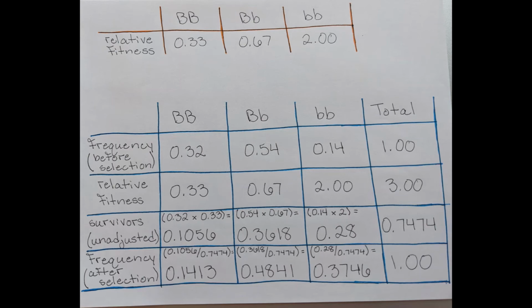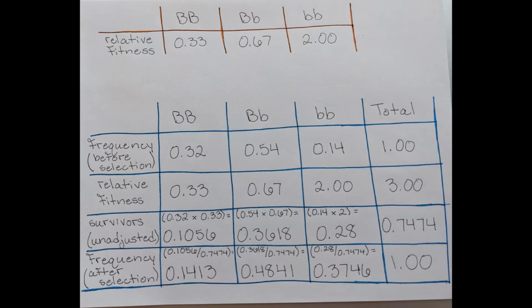First, we calculate the survivors by multiplying the genotype frequency by the relative fitness. Since survivorship is affected by the relative fitness, our total no longer equals 100%. To get a more reliable measurement, we divide the survivors by the new total. After this, your population now equals the correct 100%.